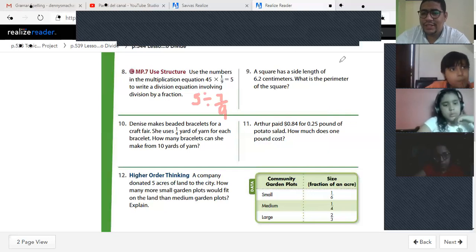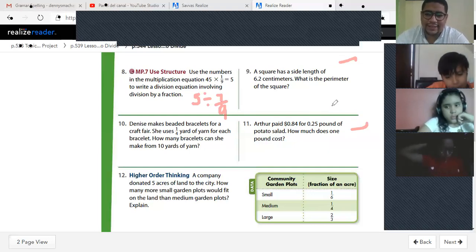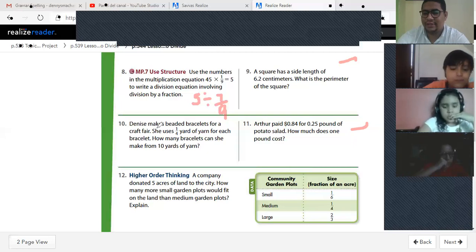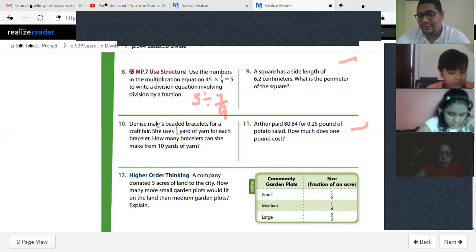Okay. Number 9 and number 11 will be your homework, right? Because you have to think in these 2 exercises. Just these 2. Yes? Let's work with number 10. Did you finish number 10? What's the answer of number 10? The answer is 40. Right?